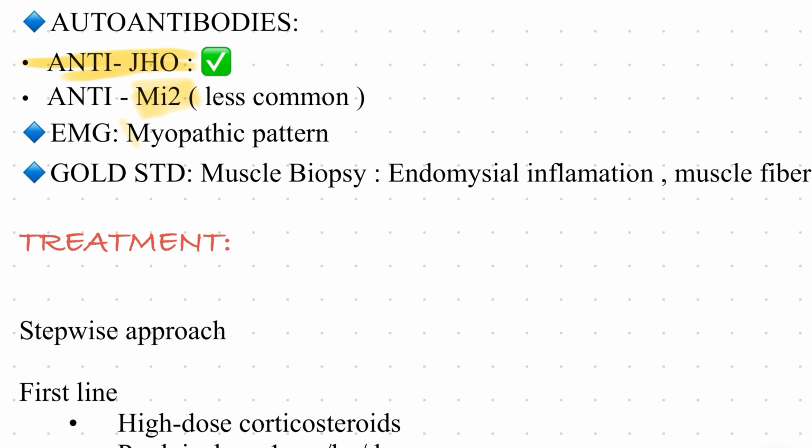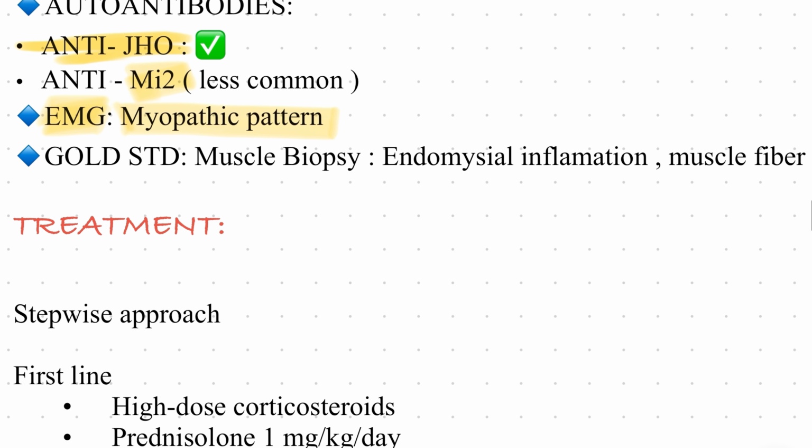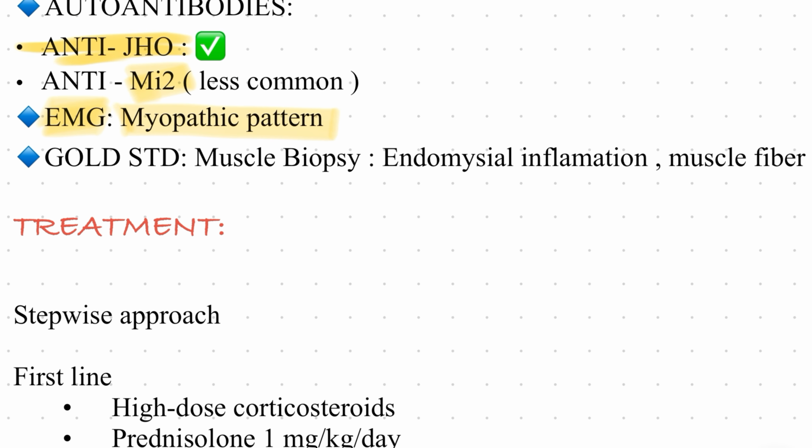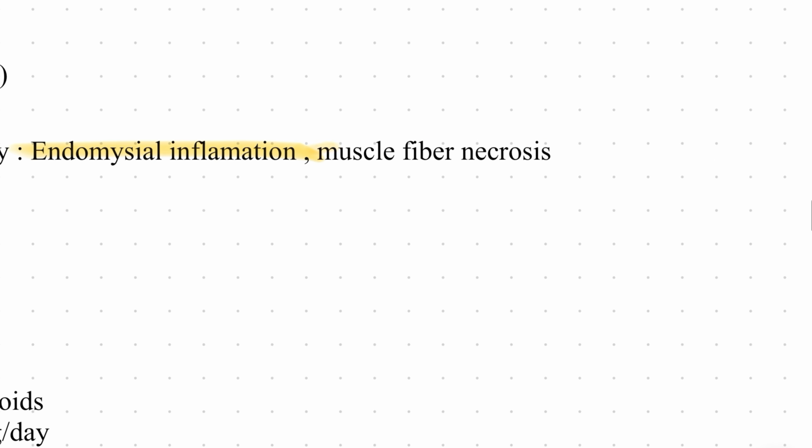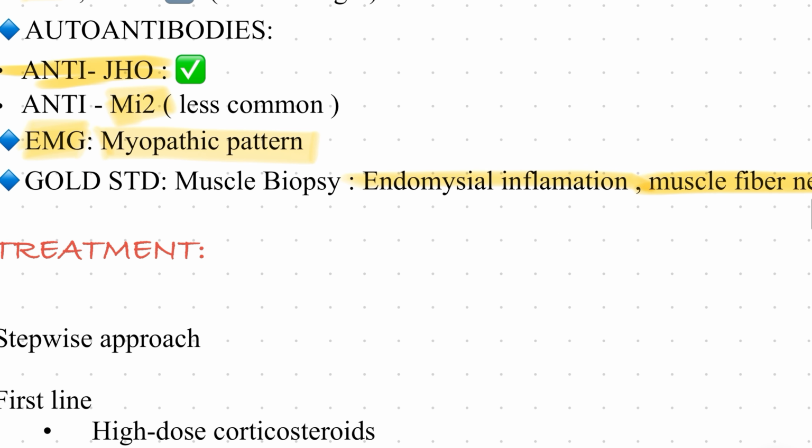Like ECG we have for the heart, EEG for the brain, like that for muscles we have EMG. Myopathic pattern. I said in pathogenesis you need to remember endomysial inflammation, then muscle fiber necrosis, because these will be seen in the gold standard, muscle biopsy. It is the gold standard.